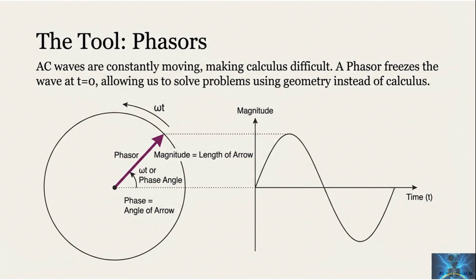The tool, phasors. AC waves are always moving, and that makes time domain analysis feel messy. Phasors simplify this by freezing the wave and representing it as an arrow. The arrow's length represents magnitude, and the angle represents phase. With phasors, we can solve many AC problems using geometry instead of chasing moving sine waves.